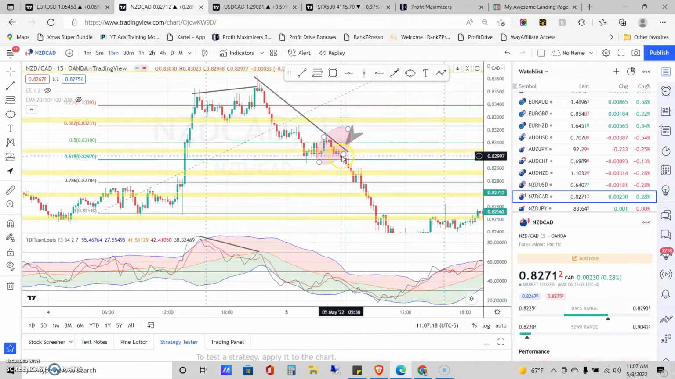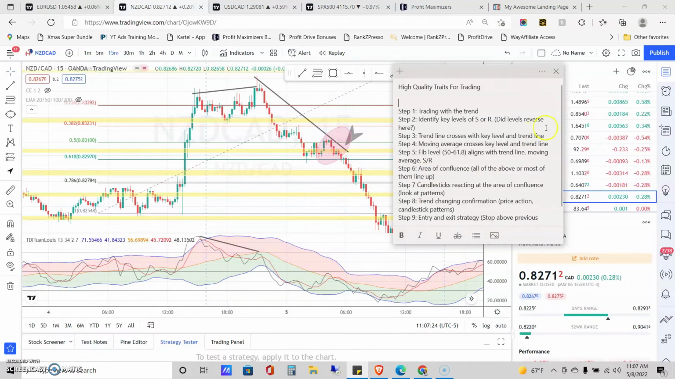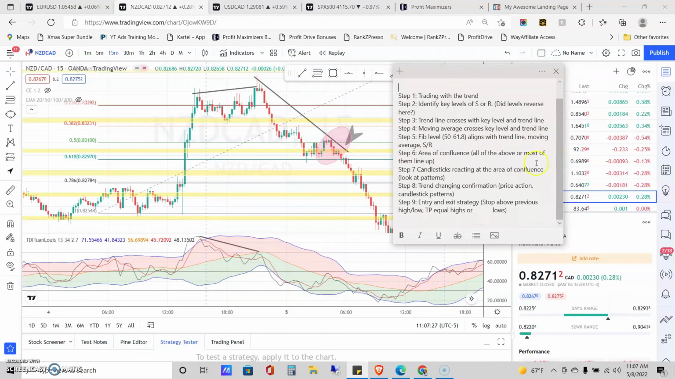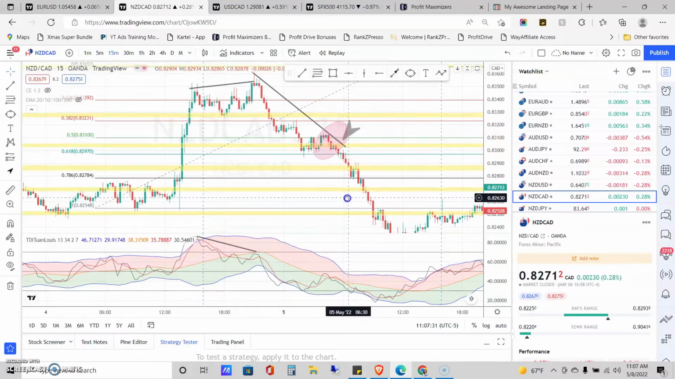So this is where, on this second candle, I would have entered this trade, because all of my confirmations now are lining up. I have a longer video that I'm going to do going over high quality traits for trading, but I just wanted to show you this.